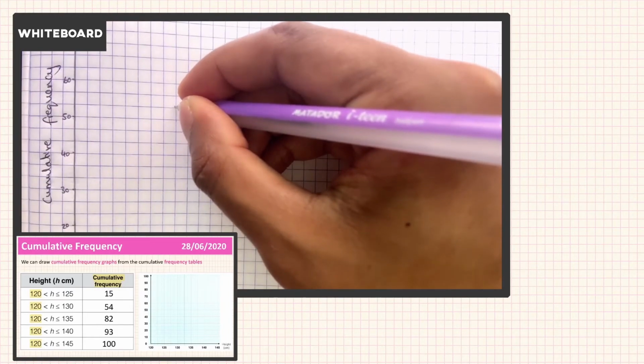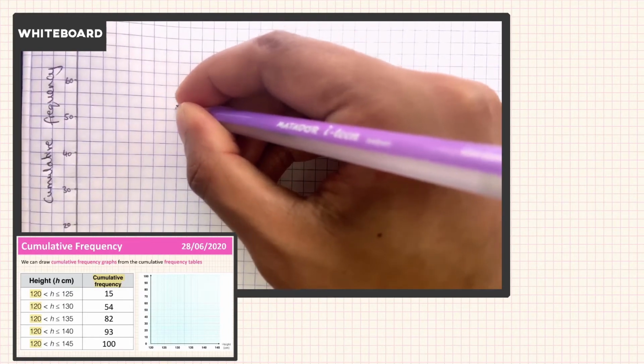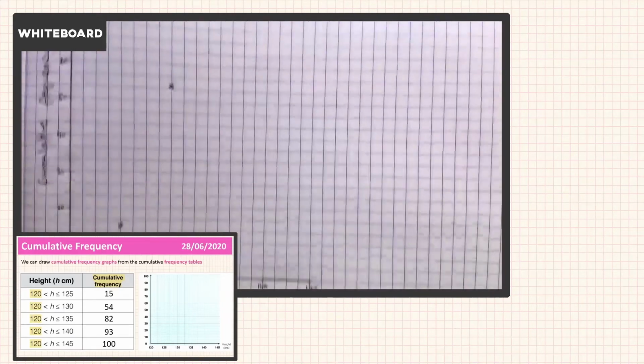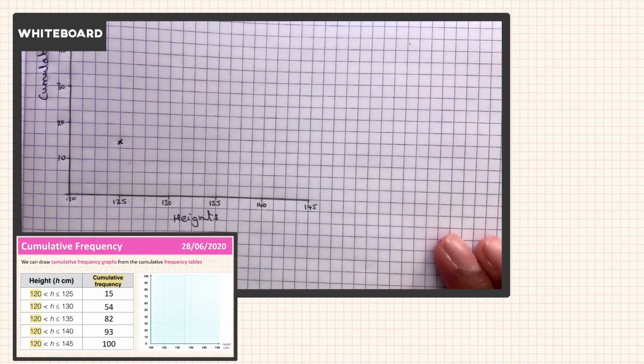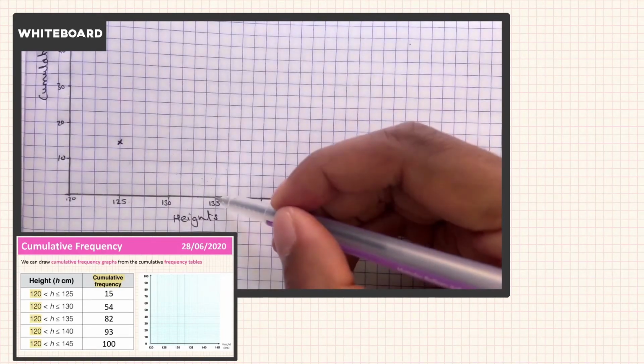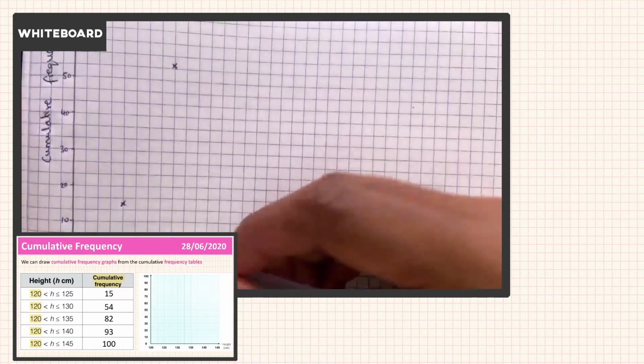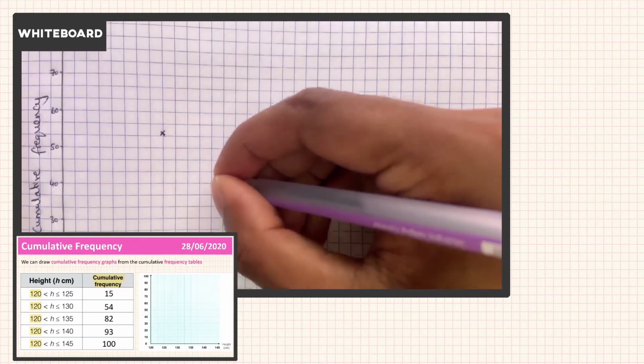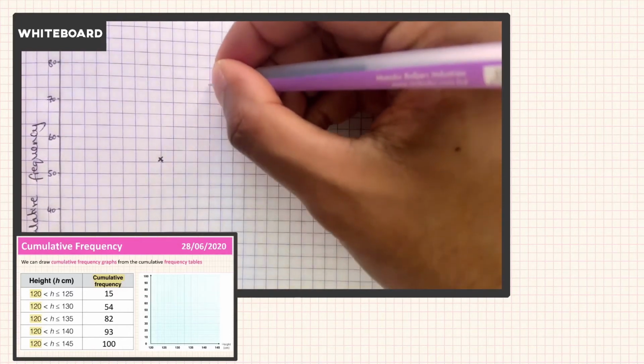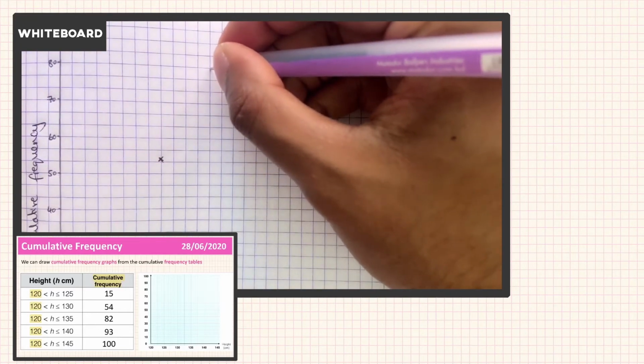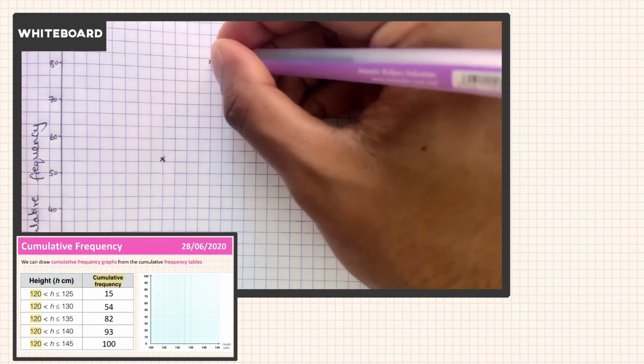Right, that would be 53, so 54 is about here. Okay, the next one, I'm going to go to 135 and I'm going to go up to 82. So I take that, I move my paper up, make sure I'm in line with it. I go up to 80, which is here. That's where 80 is. 82 would just be about there.